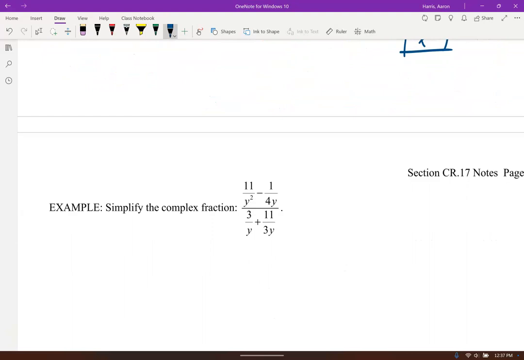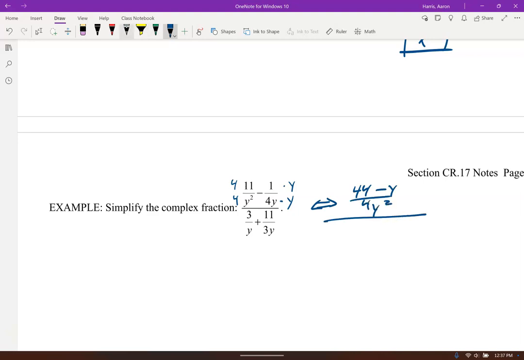Let's move on. This one, they both have a y. 11 over y squared, they both have a y. I have to give this one more y. And then now it's 4y squared, so I have to give that a 4. So it looks like the numerator here is 44 minus y all over 4y squared.